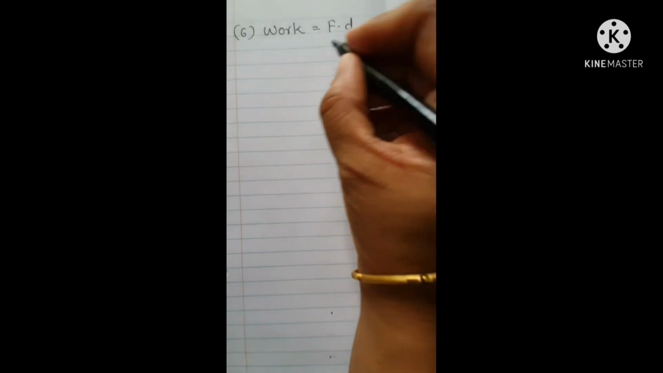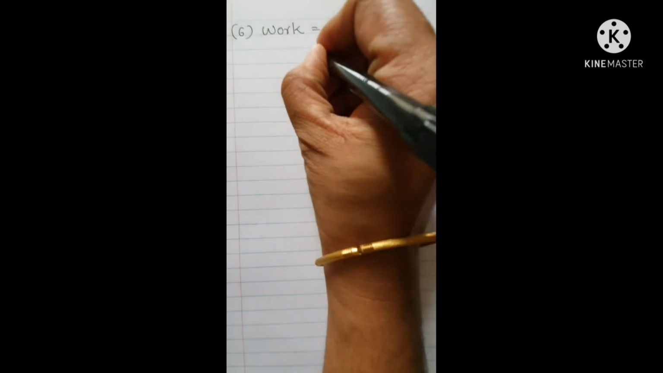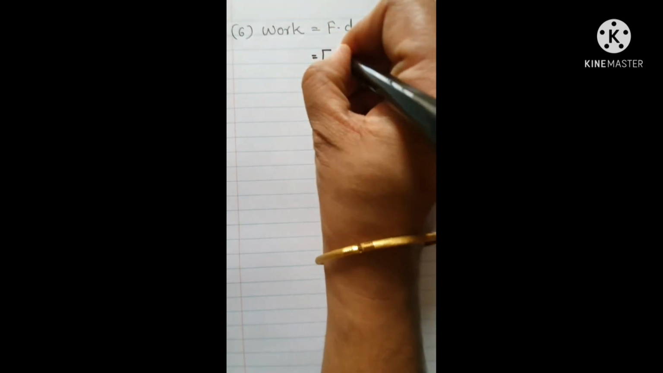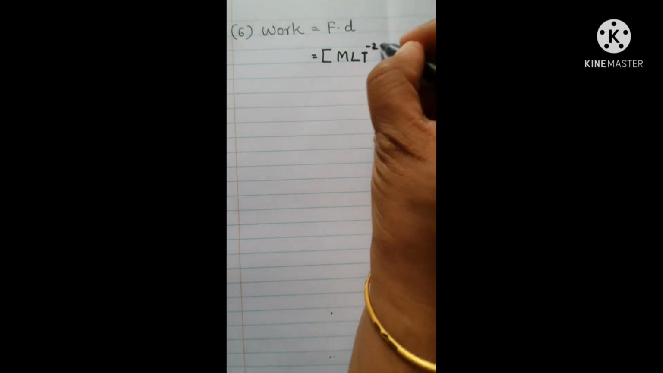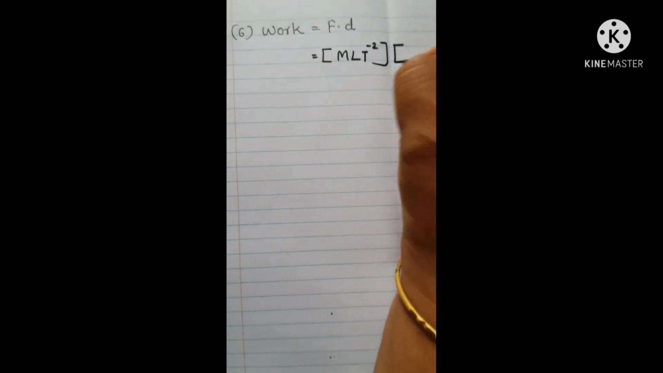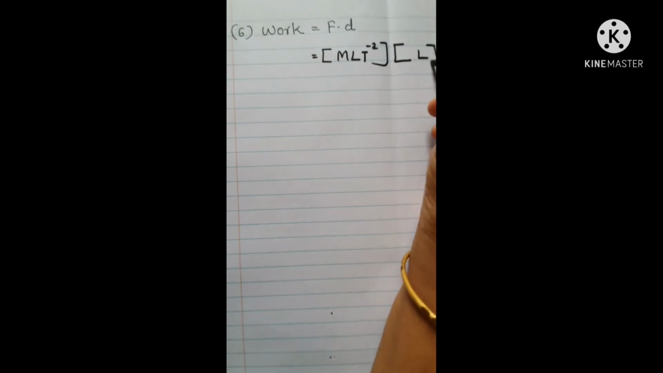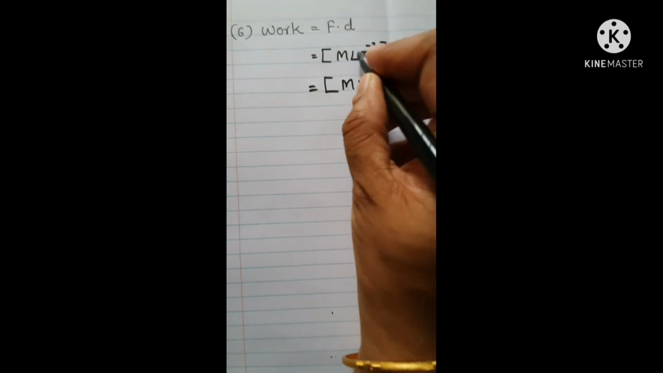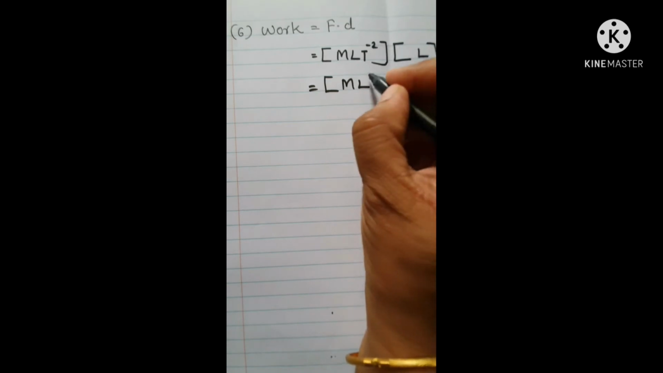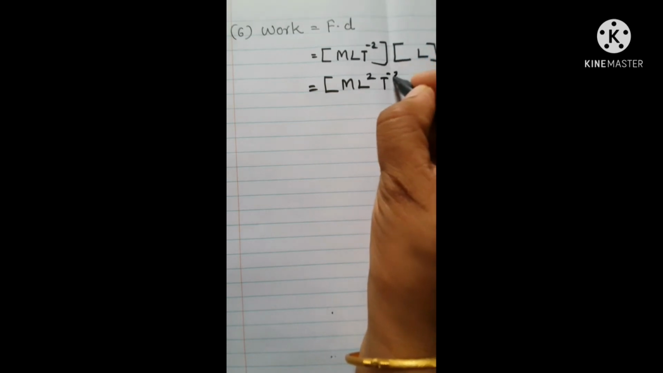Sixth one is work. Work is force into displacement. Force we know is [MLT^-2] and distance is L. So when you combine, it will be M L square, right? Two L's are there. So [ML^2T^-2].